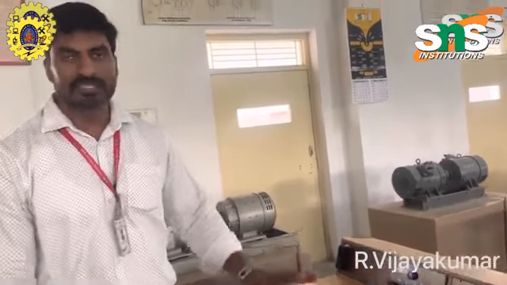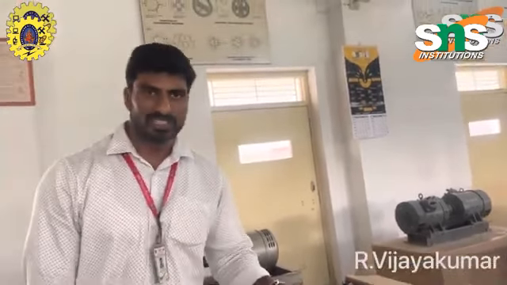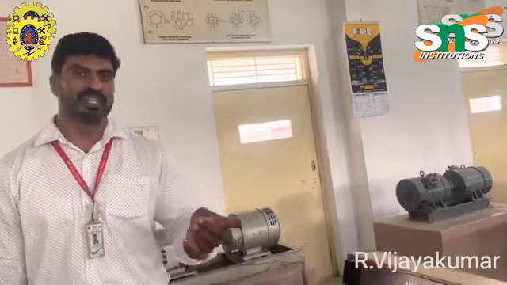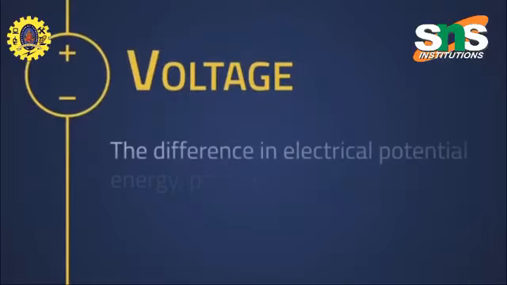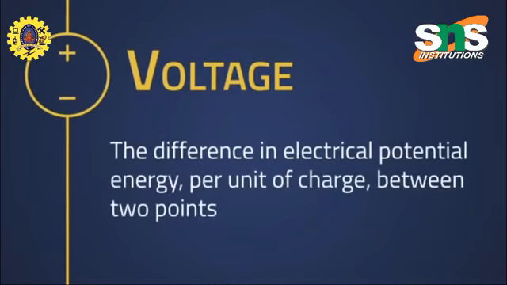This is a simple example for finding the voltage, the current, as well as the power, with the help of a pure resistive load. Thank you. I hope you understood the difference between voltage, current, and power. Now we will explain it theoretically.